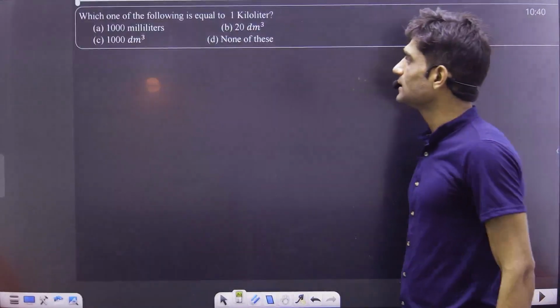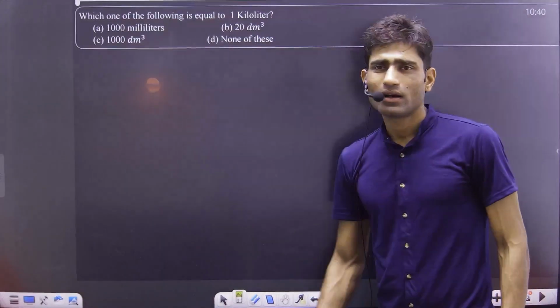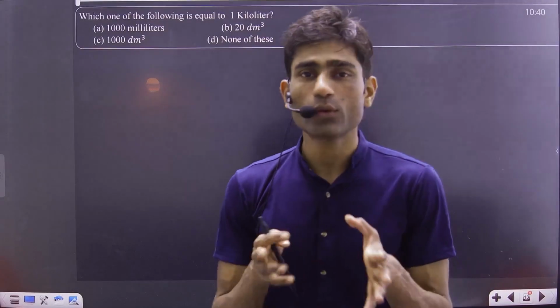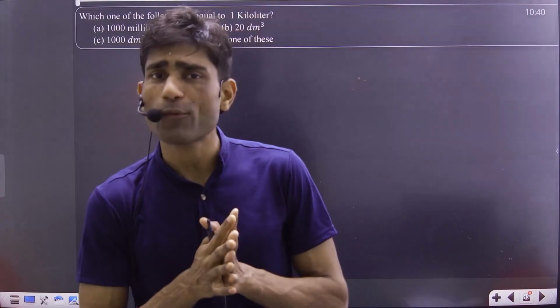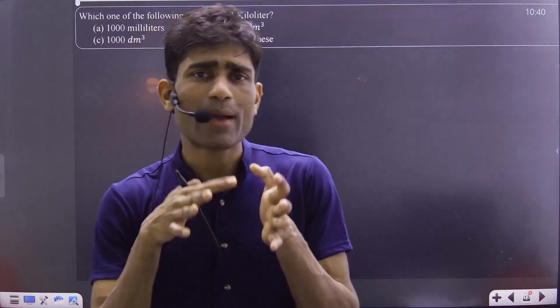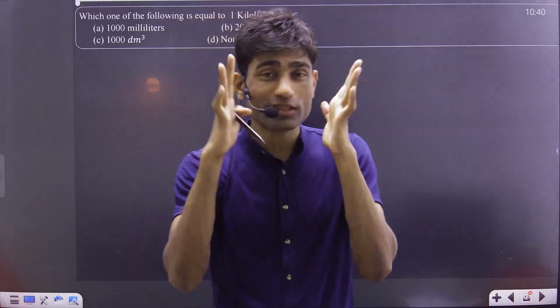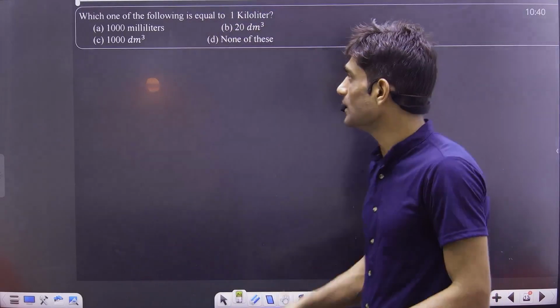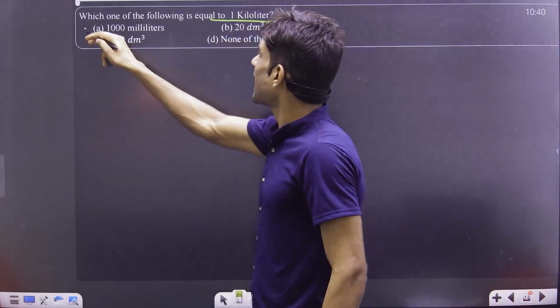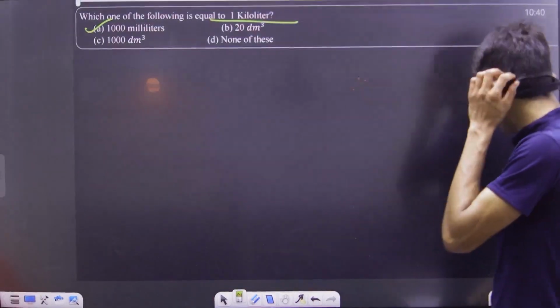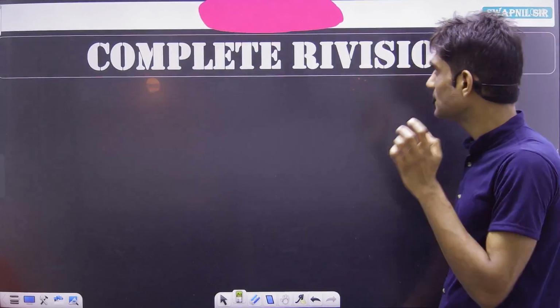Which one of the following is equal to 1 kiloliter? It is actually a question based on measurement. You all have to be familiar with all types of measurement: liter, gram, kilogram, kiloliter, hectoliter, deciliter, plus meter, kilometer, centimeter. So do prepare this. So 1 kiloliter we write as 1000 milliliter. This one is the right answer. So you all have to understand this part.